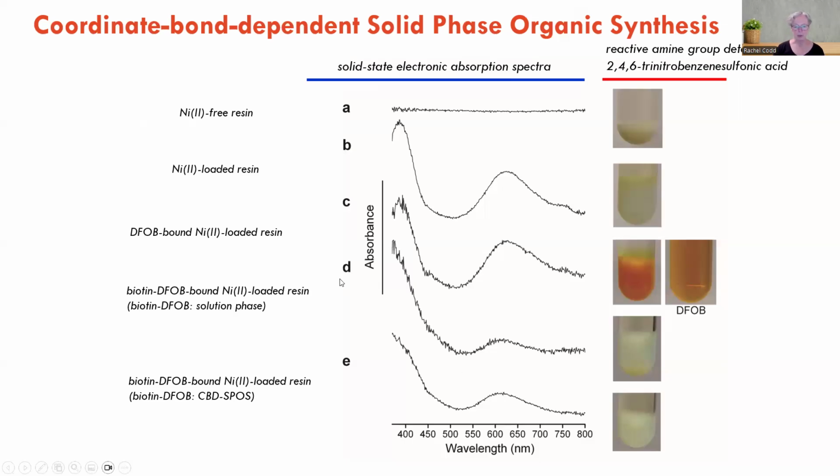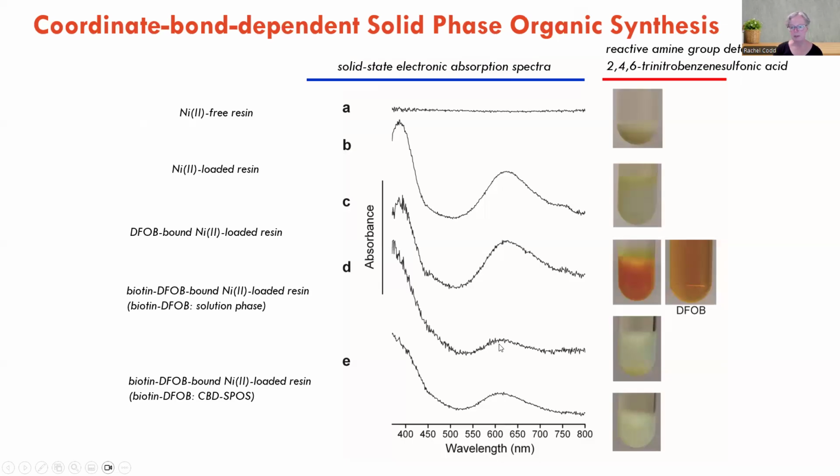What we did in panels D and E, in panel D, we prepared some biotinylated desferrioxamine B using traditional solution phase chemistry and purified it. And then we adsorbed that onto a nickel-loaded resin. So this panel D is really our positive control. This is what we would expect if our coordinate bond-dependent solid phase organic synthesis system was successful.